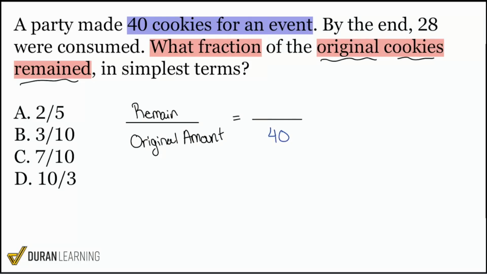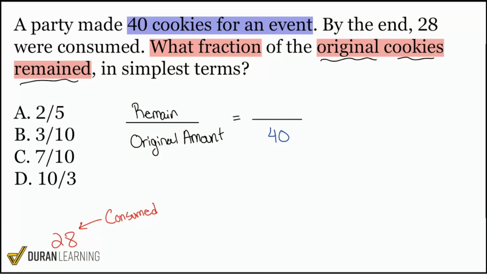Now up next, it says by the end, 28 were consumed. Everyone, would I be correct in simply taking that 28 and smacking it right there in the numerator? Would that be the proper way to go about it? No, absolutely not. Because the 28 represents the amount that was consumed, not remains. That's the amount that was consumed or eaten by our party people here. So that's not what goes there.